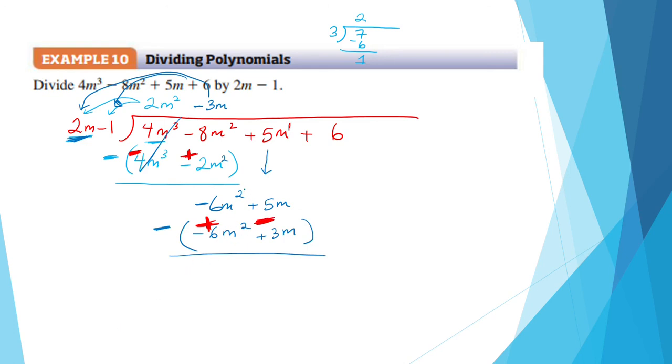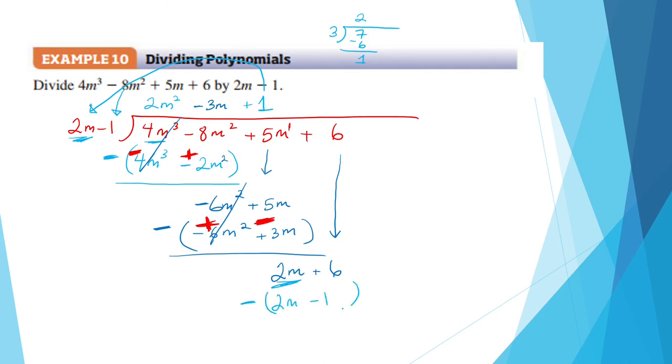Now we can add this together. This cancels out. I get 2m. And then we're going to bring down that 6. So we'll put plus 6 here. Let's continue the process again. I'm going to ask 2m times what gives you 2m? Well, that's going to be a 1. And now we're going to multiply this 1 back to the front. And we get 2m minus 1.